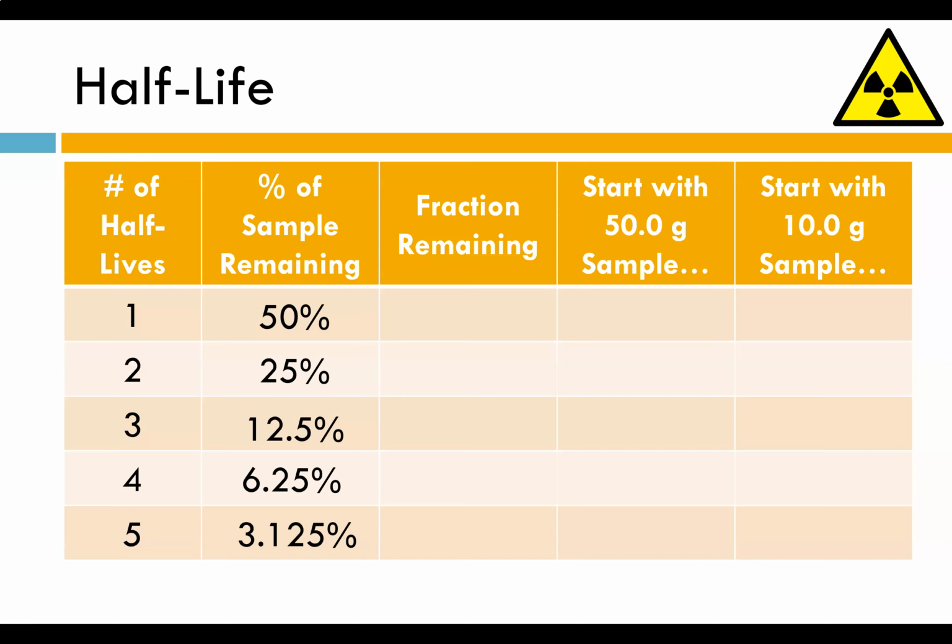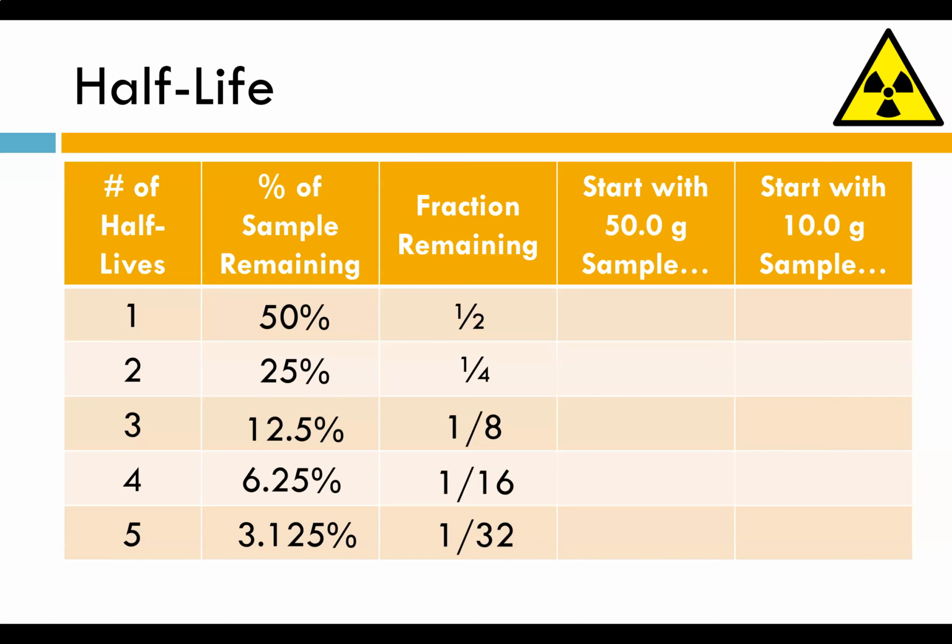We can try to express that as a fraction remaining radioactive. So I can basically take these percentages and convert them into fractions. So half, a quarter, an eighth, a 16th, a 32nd. You can imagine more half-lives. We just keep increasing the size of the denominator.